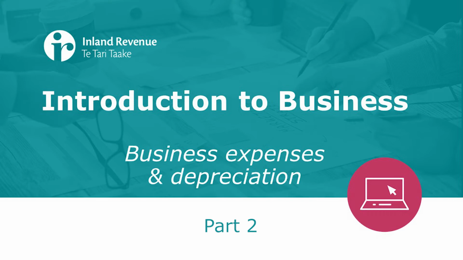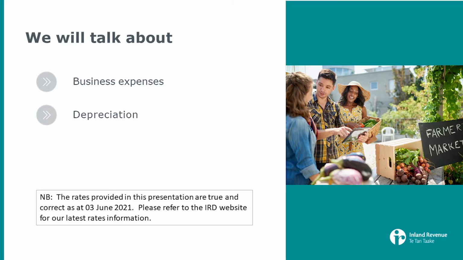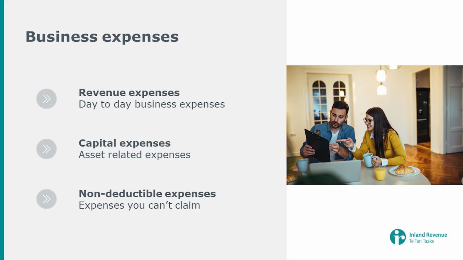This is part 2 of our series. In this section, we're going to look at business expenses and depreciation. Business expenses are broken down into 3 different types. Revenue expenses. These help the business run day to day. For example, office supplies, rent or lease payments.